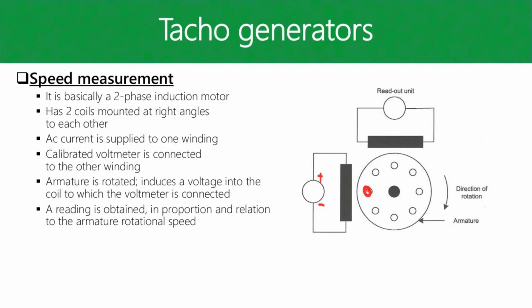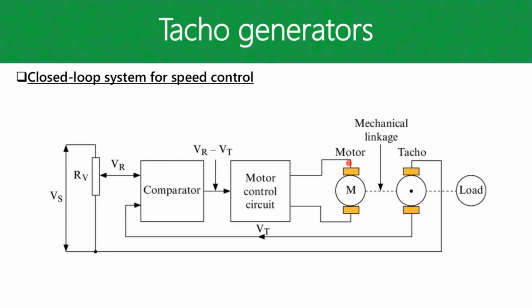So you induce a current here, and that current is going to have a magnetic field around your armature conductors, and that magnetic field is also going to collapse. You're then going to induce a voltage across this coil, which we can measure. The speed at which your machine is rotating is then proportional to the voltage that you read out here. So there is a closed loop system making use of a Tacho generator for speed control.